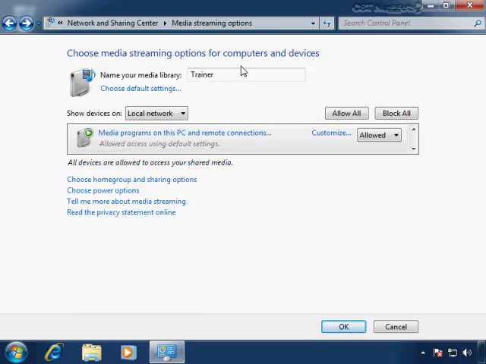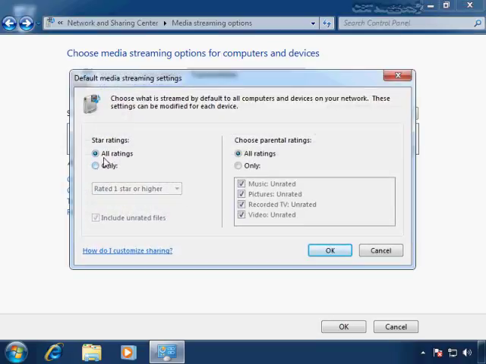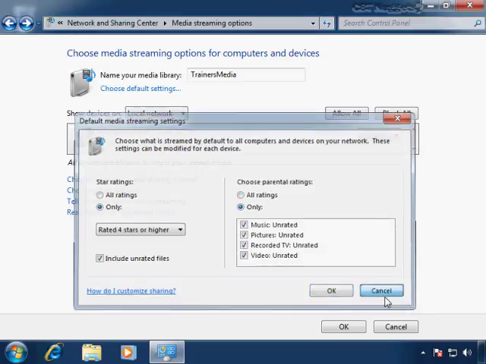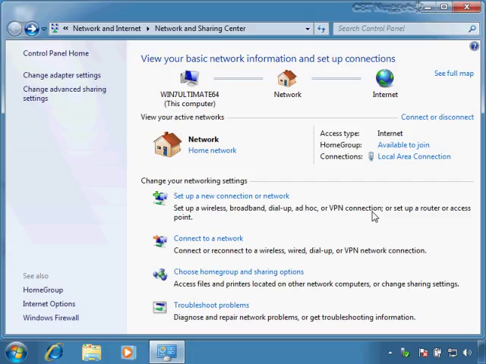And then we need to also identify the media library, what it's identified by. I could just call mine trainers library. I'll just call it trainers media. How about that? Trainers media. I can also identify what kind of settings I want to be available for it. So I could say all ratings are available to everybody, or only want to share anything that's rated 4 stars or higher. For example, any kind of media that I like, the songs that I like, I would only want to rate those or share those out. You can also choose parental ratings so that you could or could not choose unrated types of media to share as well.